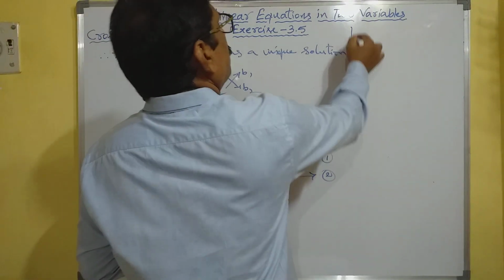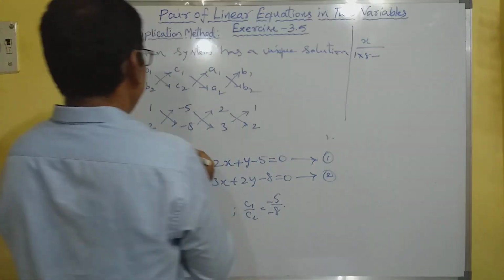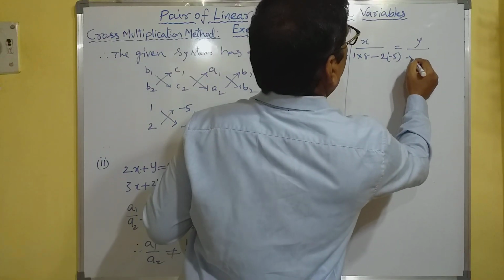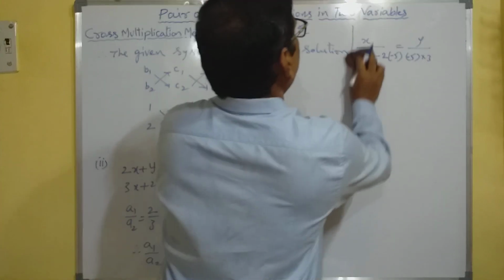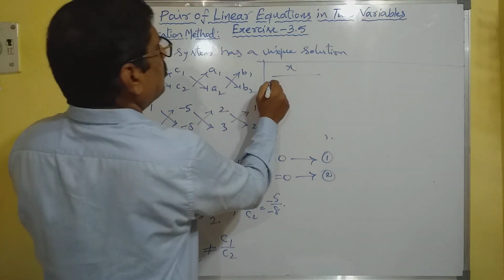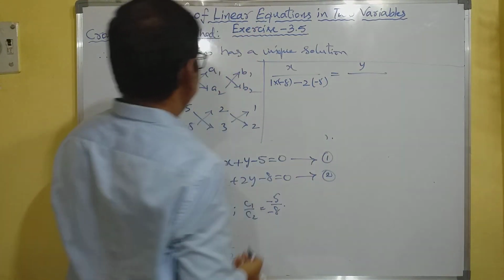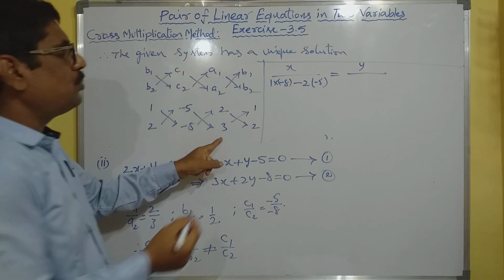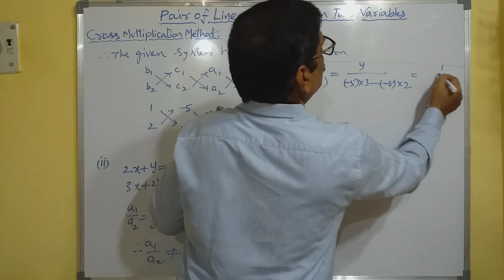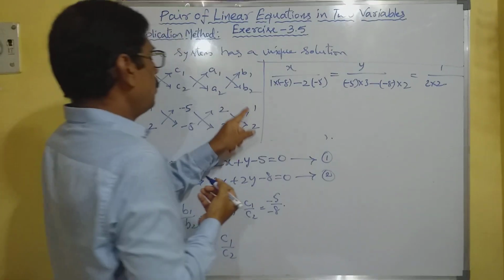Now the next step, let us do here x by b1 c2 minus b2 c1, that is 1 into minus 8 minus 2 into minus 5, is equal to y by c1 a2 minus c2 a1, means minus 5 into 3 minus minus 8 into 2, is equal to constants 1 by a1 b2 minus a2 b1, that is 2 into 2 minus 3 into 1.